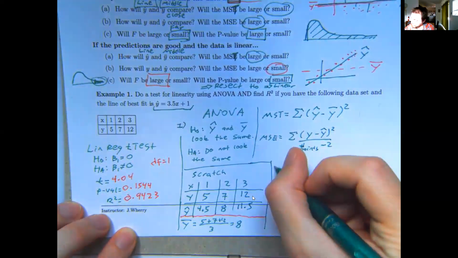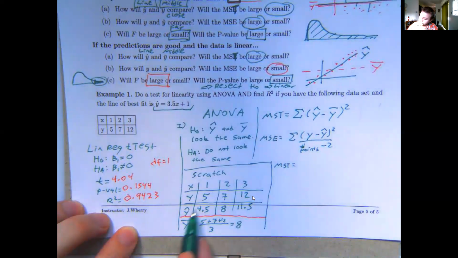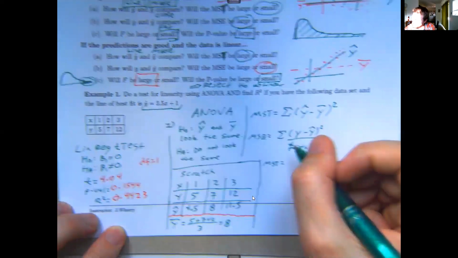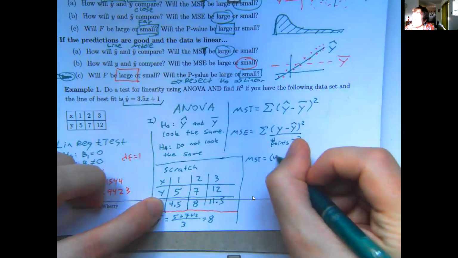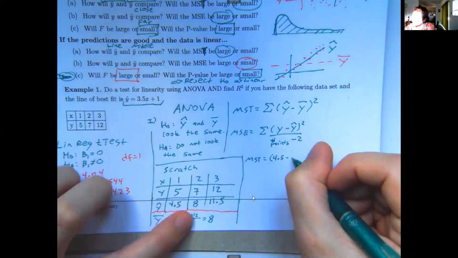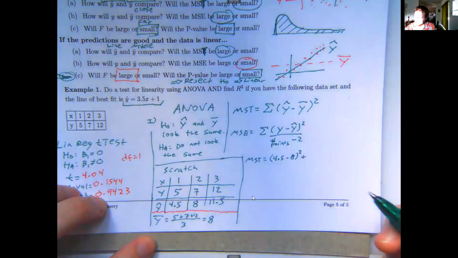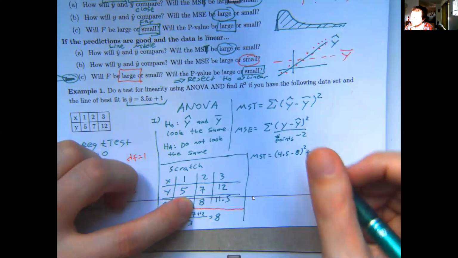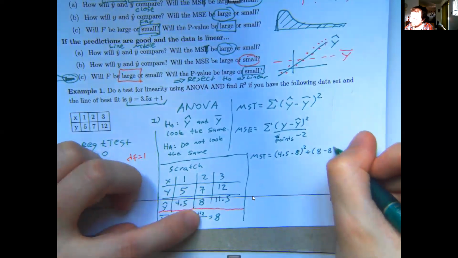So for the variation between groups, if I'm comparing how much these things vary, my line compared to my flat value of 8, I would take the first predicted value, 4.5 minus the flat line 8. And I'm going to square this so I don't have any sign issues. I'm going to take the next one, 8 minus 8. That is the middle.